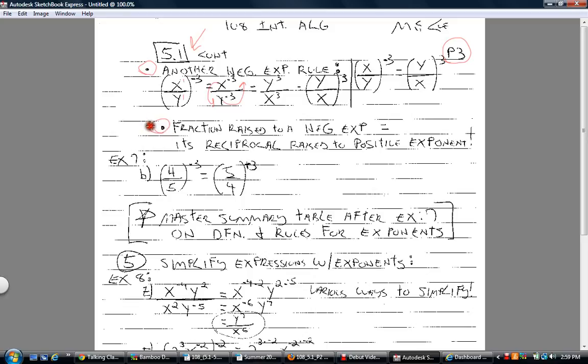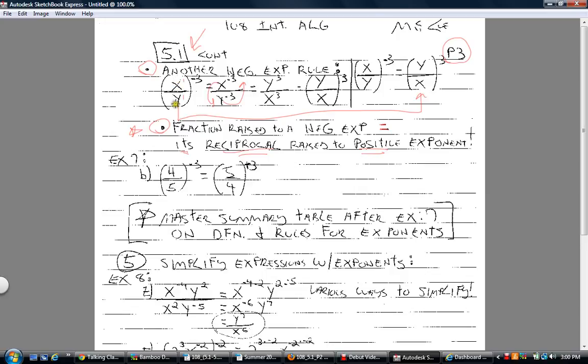If you have a fraction raised to a negative exponent, and here's a fraction raised to a negative exponent, it is equal to its reciprocal raised to the positive. So look at this problem and see if you can go straight from here all the way over to the answer. It's kind of cool if you can do that. It'll save you some steps here.